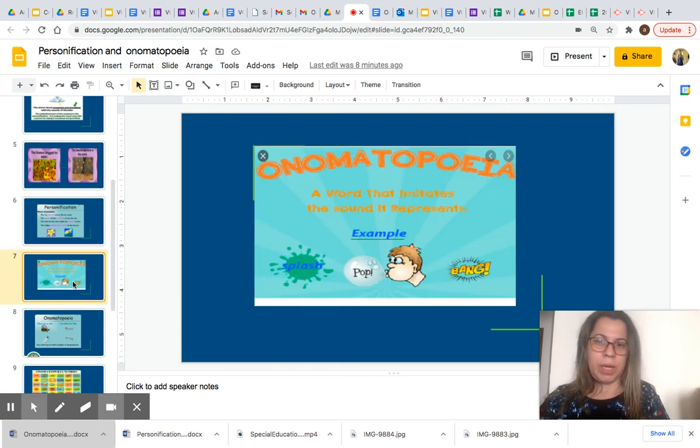Now, let's move on to our next topic, which is onomatopoeia. What's onomatopoeia? Onomatopoeia is a word that imitates the sound it represents. Example, splash, when you hear the sound of water. Another example would be pop. And one more example would be bang, when you hear a noise.